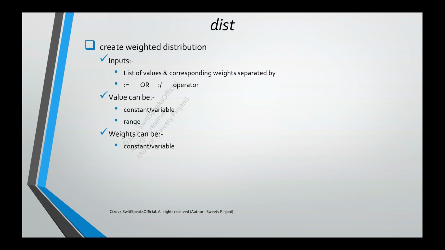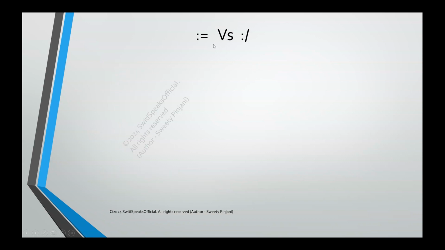Some things which you should remember about dist is, in case the weight is not specified, default weight is 1. And the sum of all weights need not be 100. It is not a percentage. It is not important that the sum of all weights needs to be 100. It can be any integer value. Now let's see the difference between these two operators.